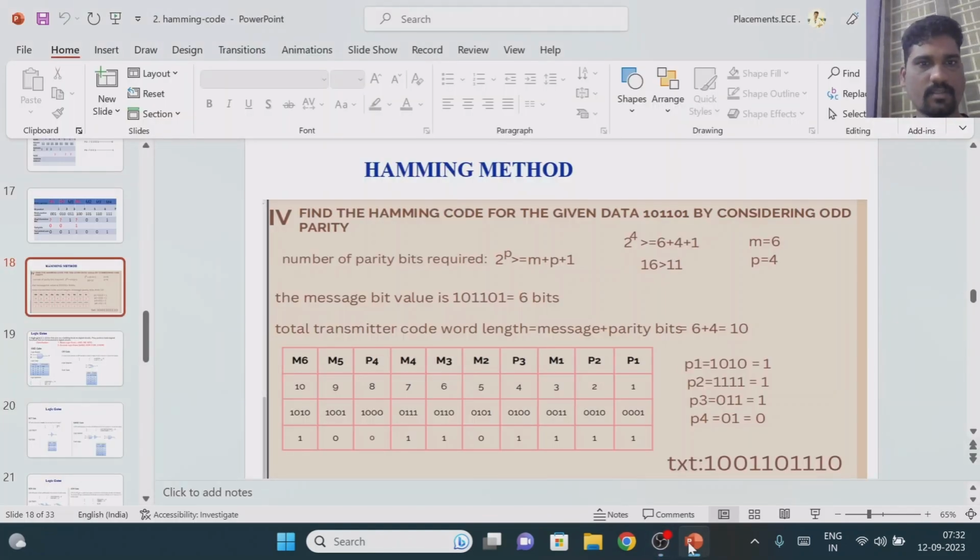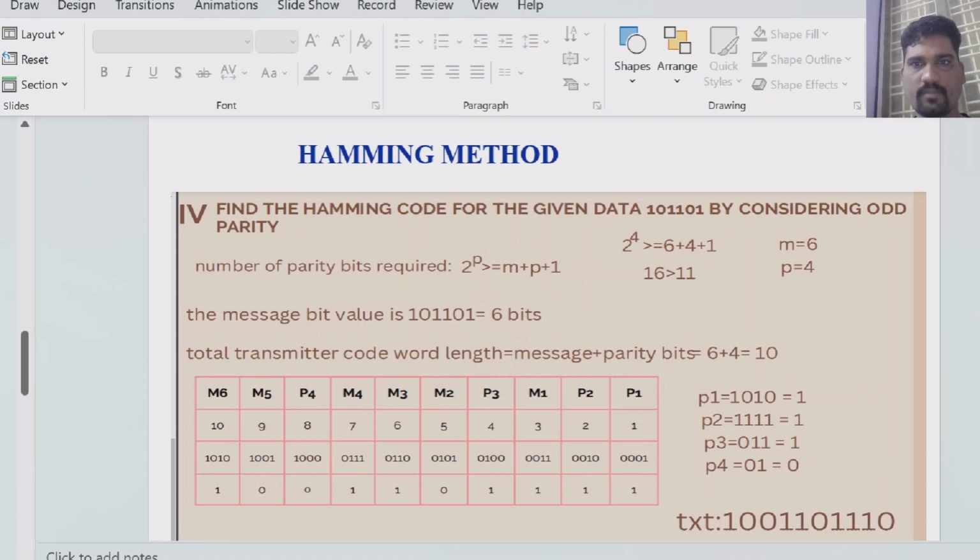Hello guys, this is the question. By using the Hamming method we need to solve this problem. The given question is that they have given the message bit value or data bit value. The message bit or data bit is 101101 and they told us to find it out by using the odd parity mechanism, right?